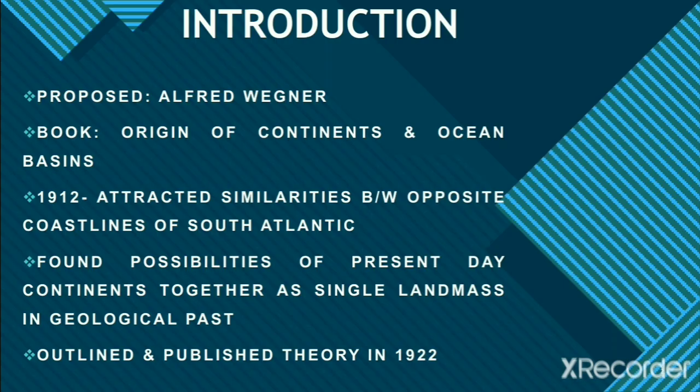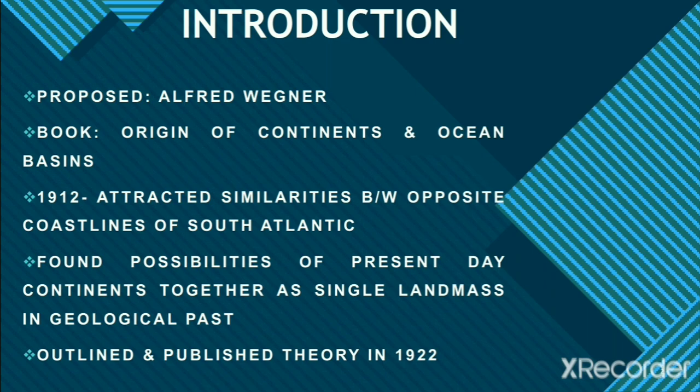The idea of Continental Drift Theory was proposed by Alfred Wegener. He wrote a book called The Origin of Continents and Ocean Basins in German language. In this book, he wrote that he was attracted by the similarity of the opposite coastlines of South Atlantic Ocean when he was looking into Atlas in the year 1912. This made him analyze the distribution of present-day continents.